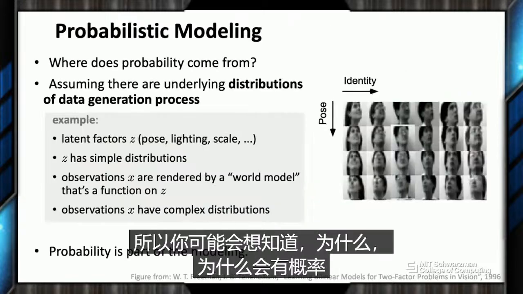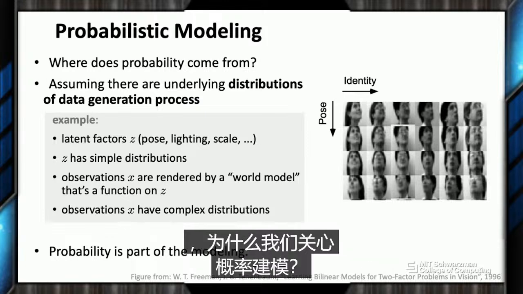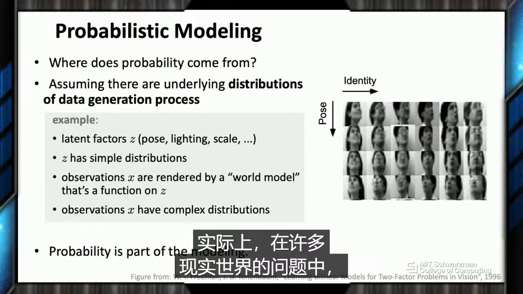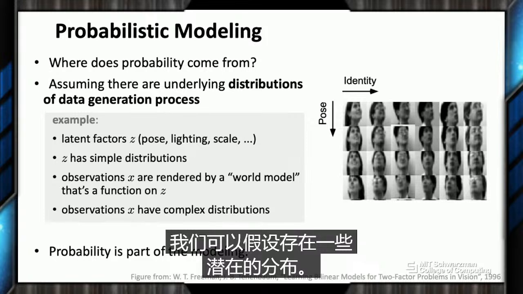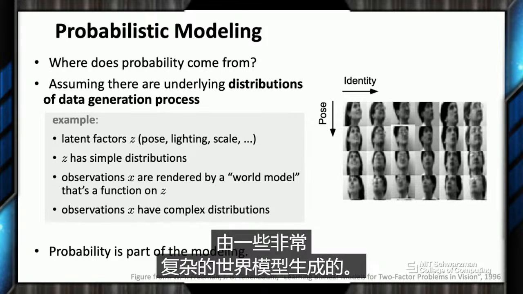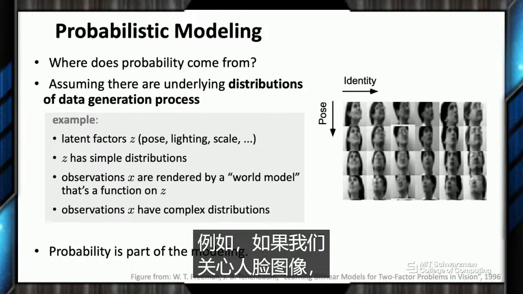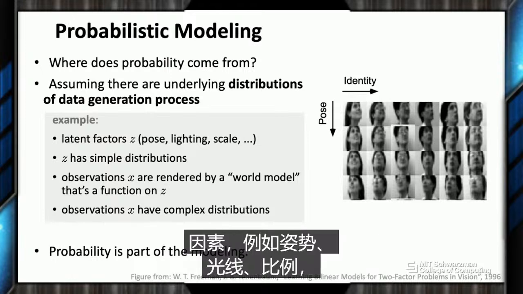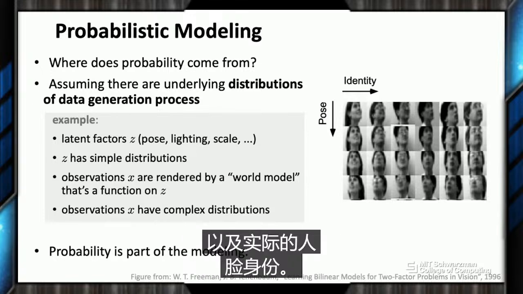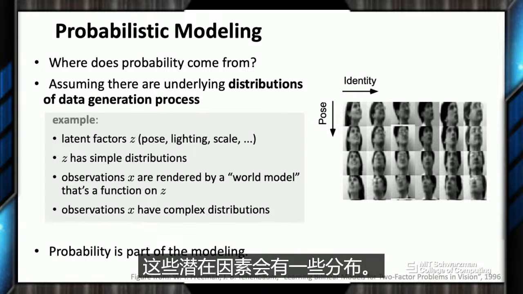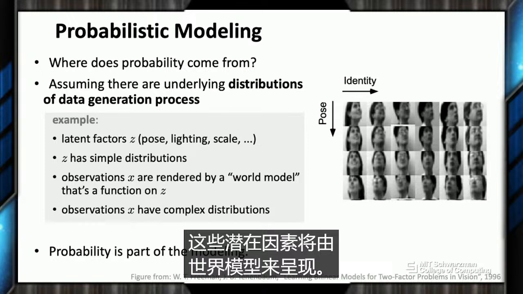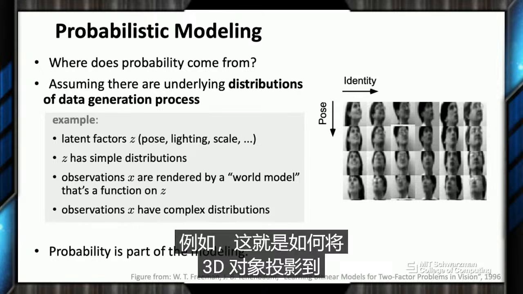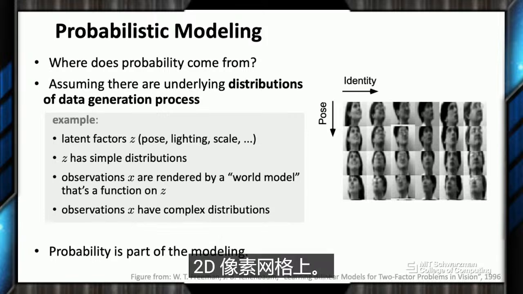So you may wonder why there's probability and why we care about probabilistic modeling. And actually, in many of the real-world problems, we can assume there are some underlying distributions. And you can also assume your data is actually generated by some very complicated world models. So, for example, if we care about human face images, we can formulate the problem as there would be some latent factors such as the pose, the lighting, the scale, and actually the identity of the face. So these would be the latent factors. And then you assume there will be some distributions about these latent factors. And these latent factors would be rendered by a world model. So that is, for example, how you can project a 3D object onto a 2D grid of pixels.